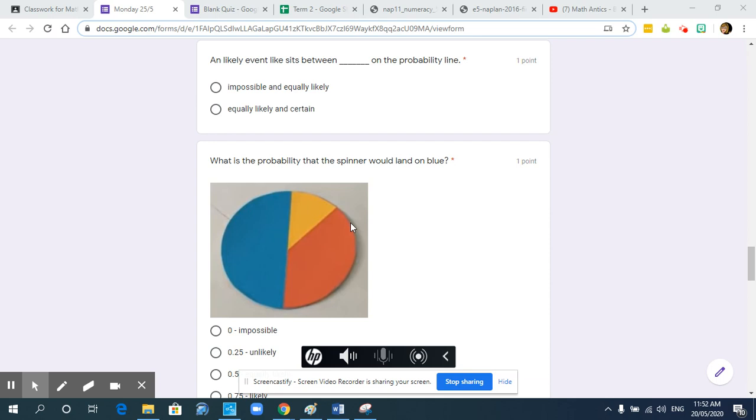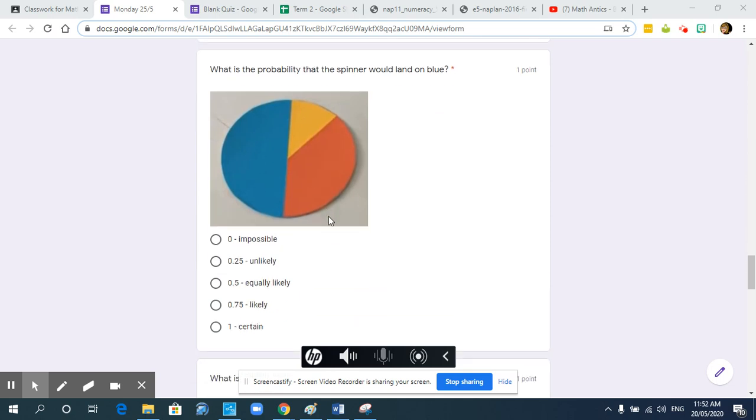This wheel, you need to look at the image. What is the probability that the spinner would land on blue? Now, if you watch the video, this one's very easy. Is it 0, impossible, 0.25, unlikely, 0.5, equally likely, 0.75, likely, or 1, certain?